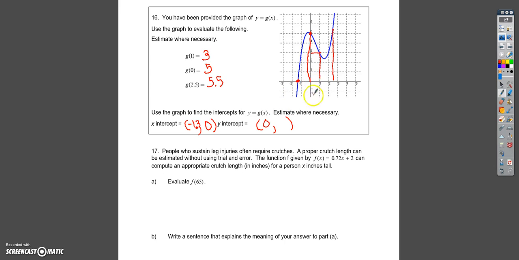So let's look at x equals 0. Y is 5. So those are our intercepts.